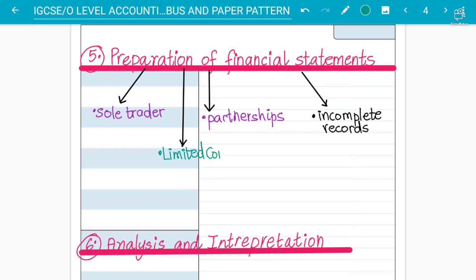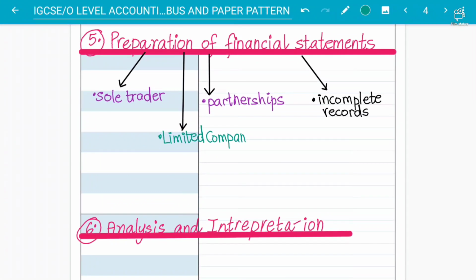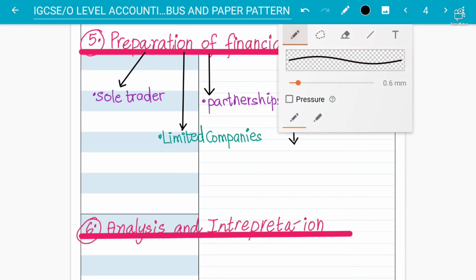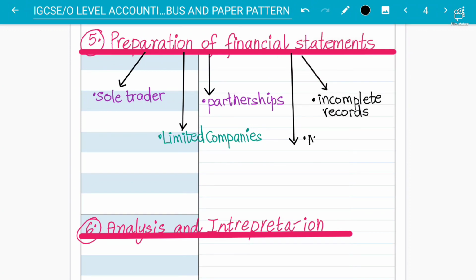How do you make the statement of changes in equity, what are reserves, shareholders' equity, debentures. So we have limited companies, and we have manufacturing and non-profit organizations as well. Then we have the manufacturing accounts. We should know how to make the manufacturing account, and about the different types of inventories: raw materials, work in progress, finished goods. So manufacturing accounts are important.